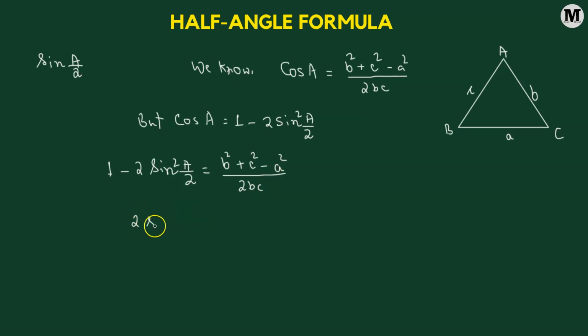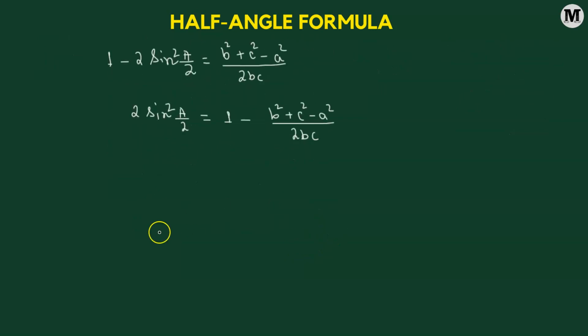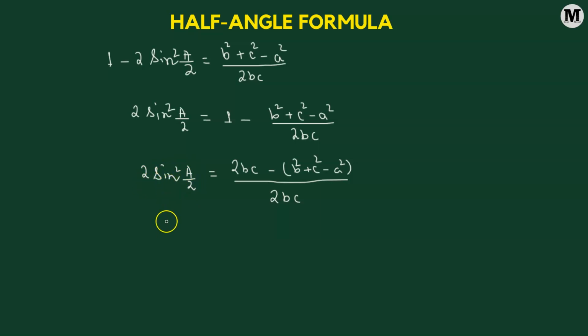So let's rearrange the terms. We get 2 times sine squared A over 2 equals 1 minus b squared plus c squared minus a squared divided by 2 times bc. We're going to combine the two terms on the right hand side. That gives us 2bc minus b squared plus c squared minus a squared, whole divided by 2 times bc. On the left hand side, we have 2 times sine squared A over 2. Let's divide both sides by 2. So that gives us sine squared A over 2 on the left hand side.